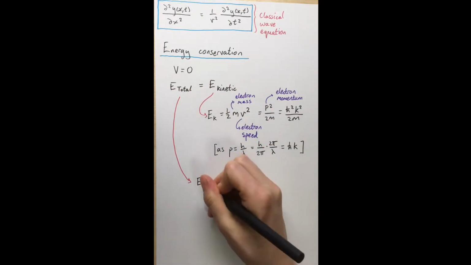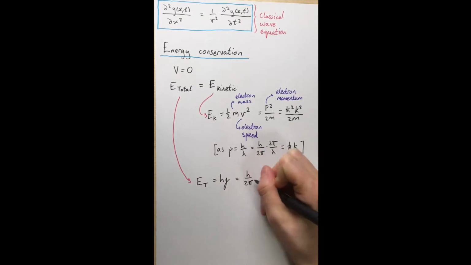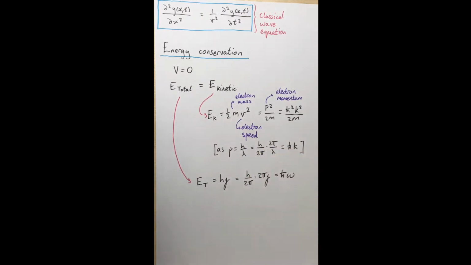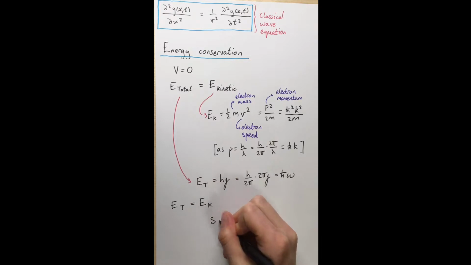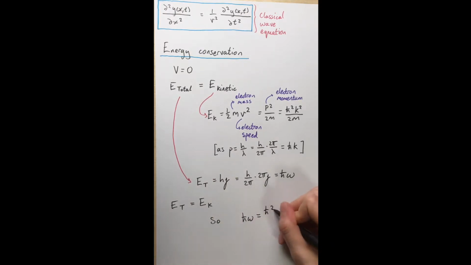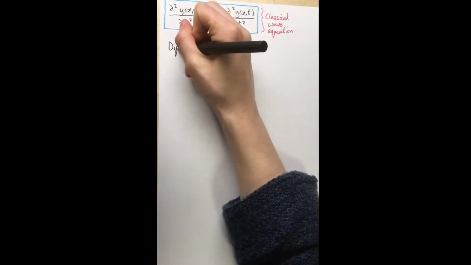Like the de Broglie hypothesis that describes matter particles having a wavelength, we can assume that the total energy of the electron is given by the expression for the energy of a photon, E equals hf. So we now have a new way of writing the energy conservation.